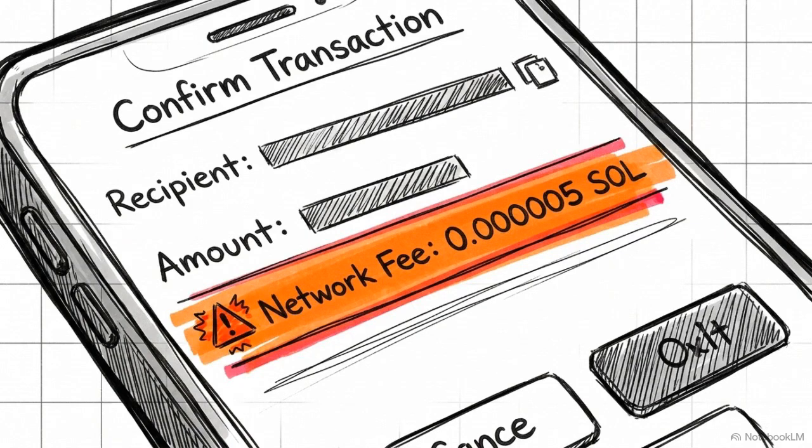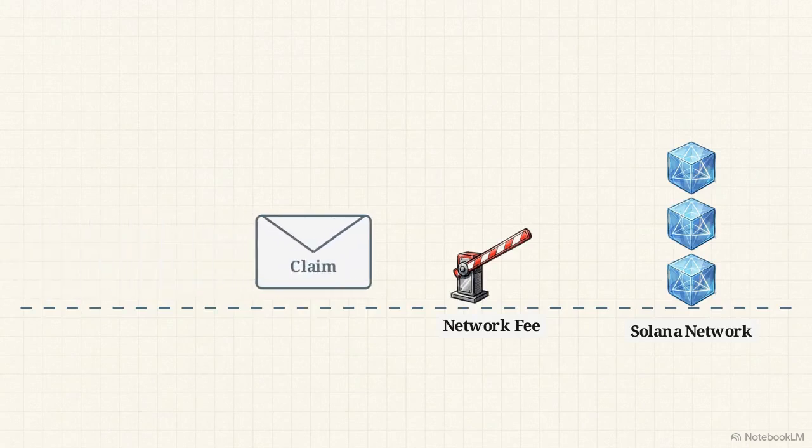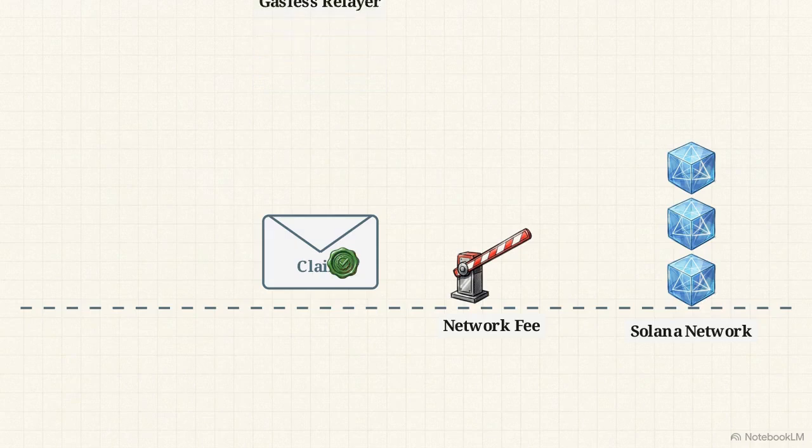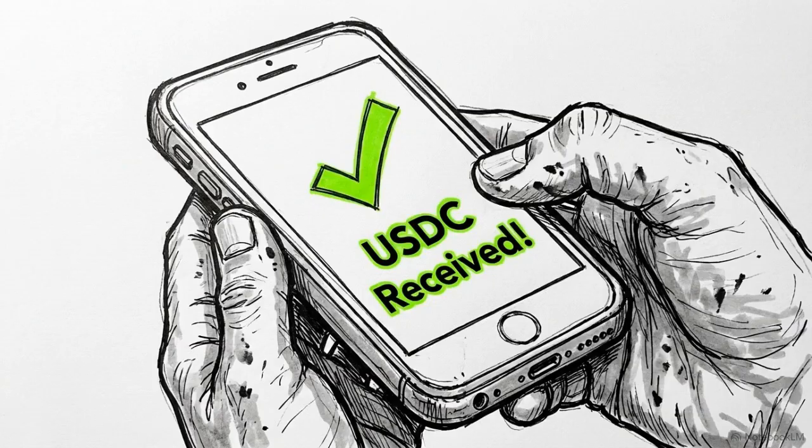There is one final hurdle. Even with a secure code, every Solana transaction requires a network fee. A recipient with no wallet or digital currency has no way to pay this fee to claim their support. We resolve this with a gasless relayer. This backend service intercepts the recipient's claim, co-signs the transaction as the fee payer, and broadcasts it to the network. The recipient gets their funds at 0 cost.